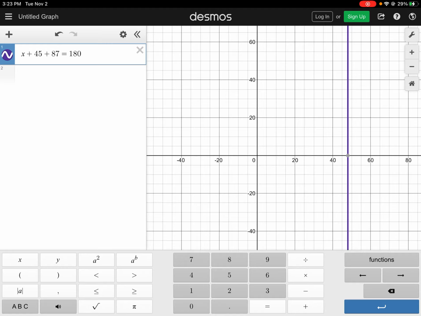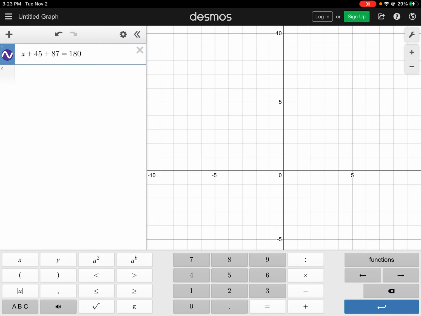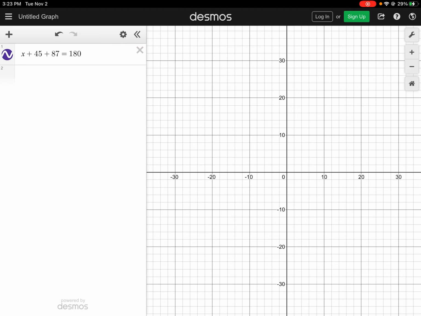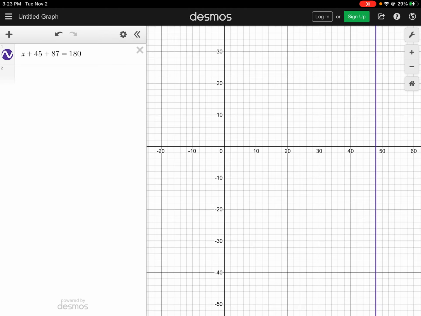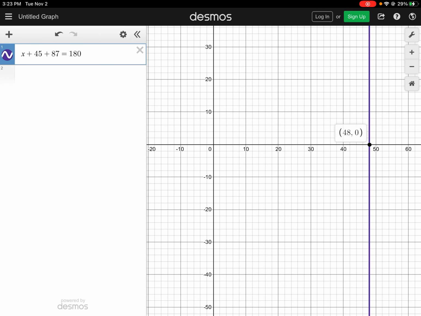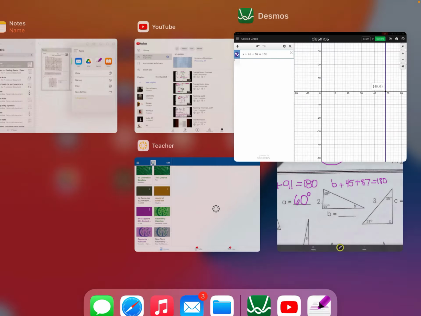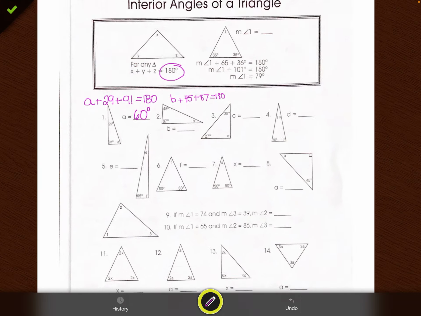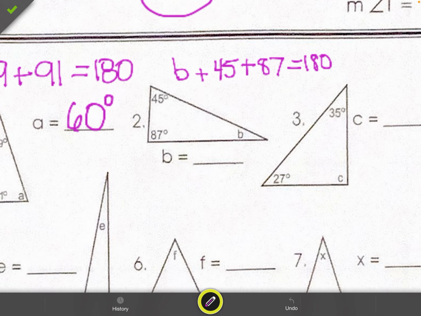Again, if you're on your home screen, you're not going to see it, especially with these bigger numbers, so you're going to have to zoom out. Okay, there it is. Tap, tap. So my angle turns out to be 48. So B is going to be, and again, we're just finding the missing angle, 48 degrees.